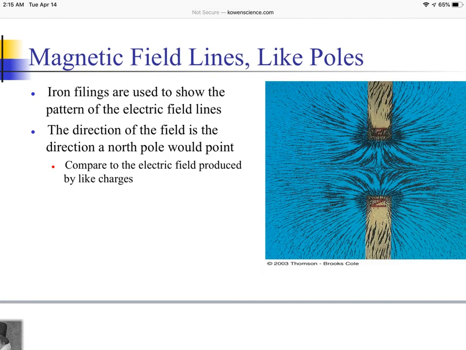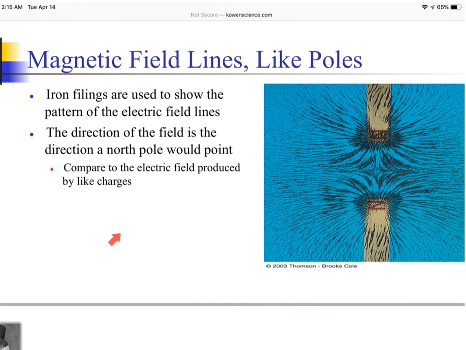Now look how the previous slide compares to this one, where we have north and north, and you can see how right across here they're repelling, and how instead of coming across, these are being forced back in this direction, and these are being forced back in that direction. You can see that repelling, where opposite charges attract and like charges repel.